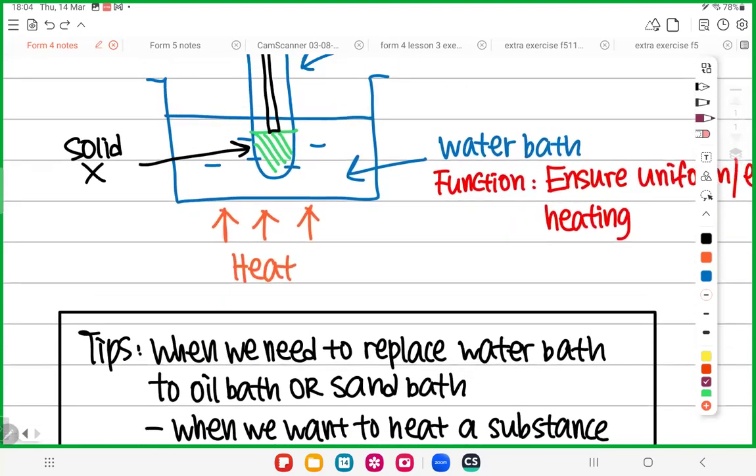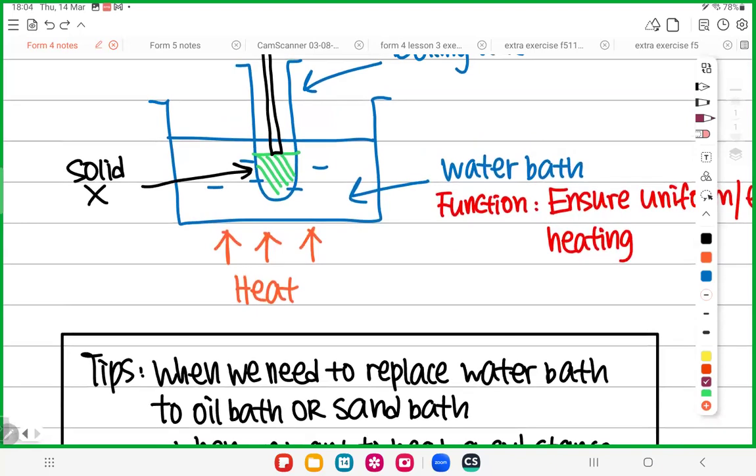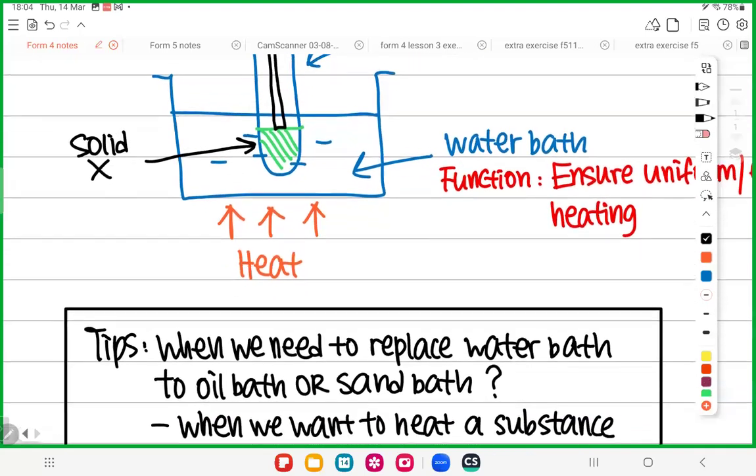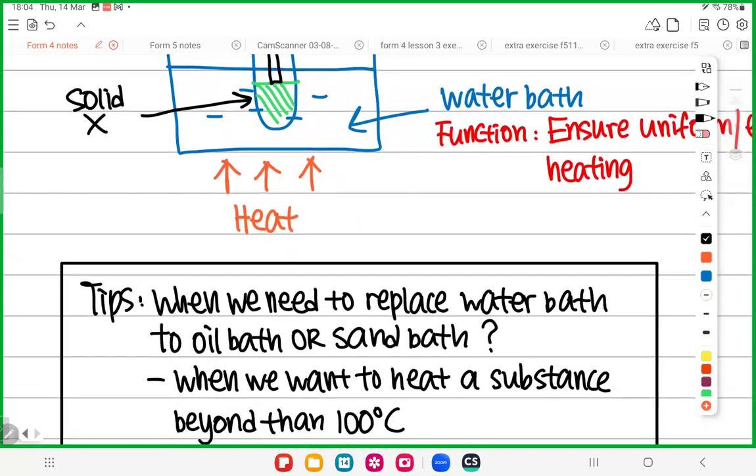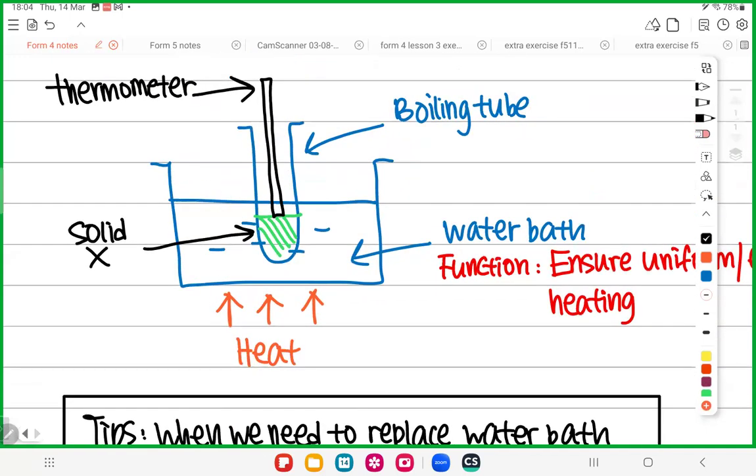Now, we need to replace the water bath with an oil bath or sand bath when we want to heat the substance beyond 100 degrees Celsius. What do I mean? Let's say today I want to heat this substance to 170 degrees Celsius. Can I use a water bath? Cannot. Because when you use a water bath, water boils at 100. So when you heat until 100, not even 170, not yet.